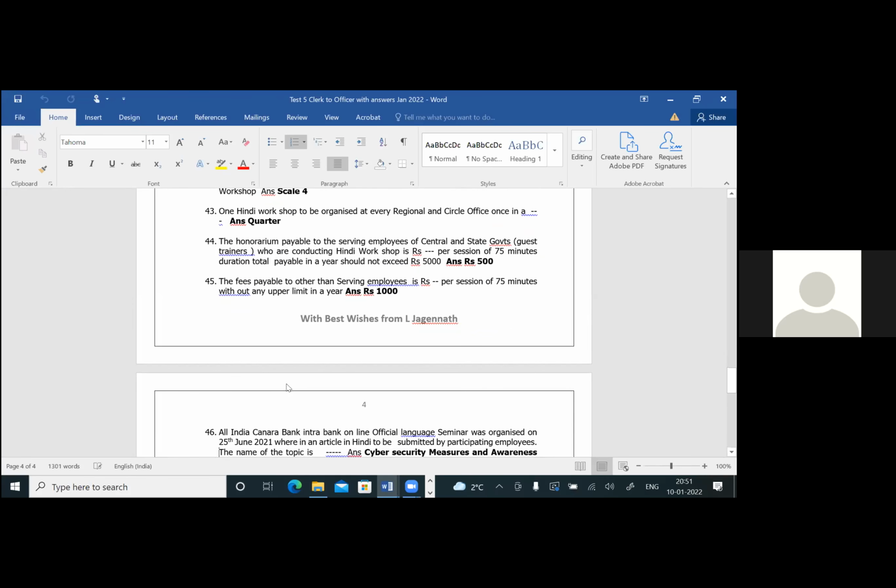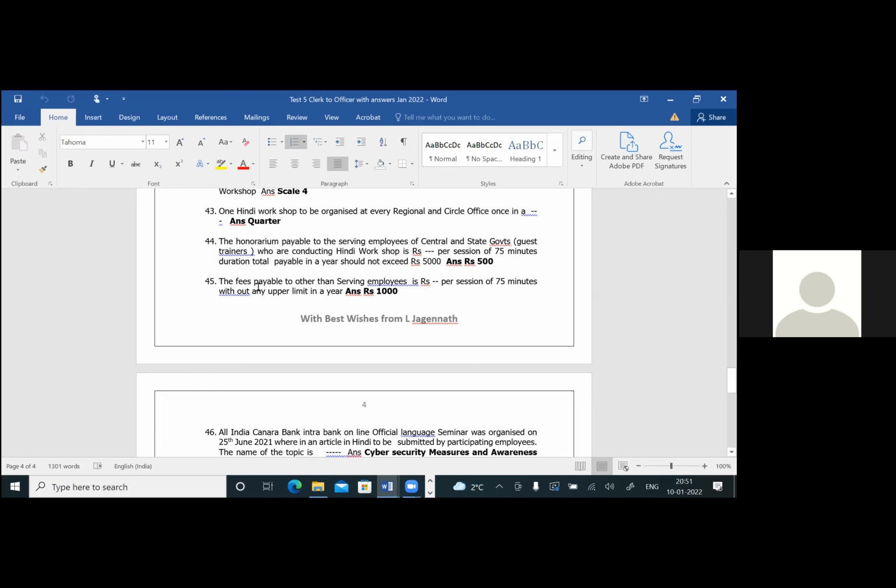Question number 44. The honorarium payable to the serving employees of central and state governments, guest trainers. Suppose you are conducting the Hindi workshop, you can call guest faculty from central and state government. If they are serving employees, what is the honorarium you have to pay? It is rupees 500 per session of 75 minutes duration. Total payable in a year should not exceed 5,000 rupees.